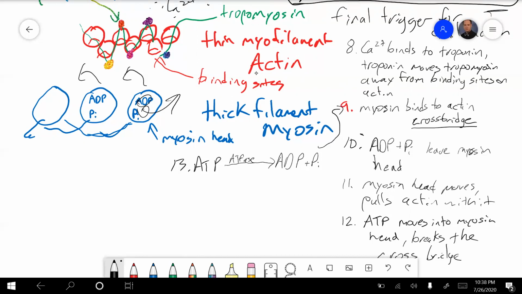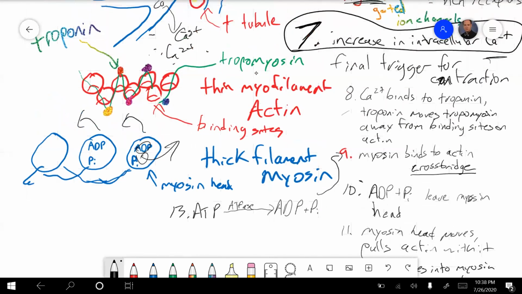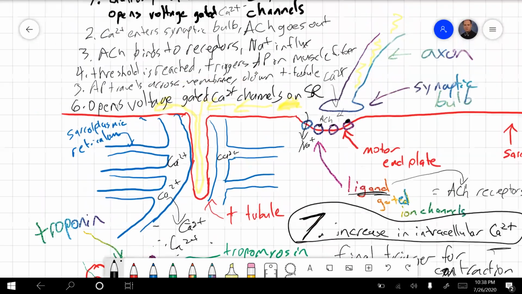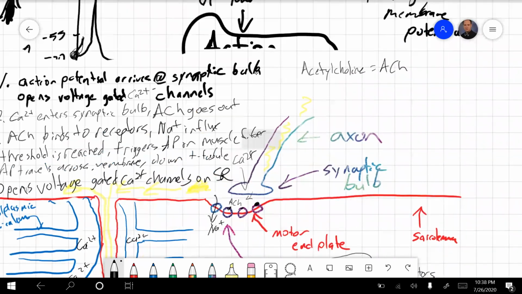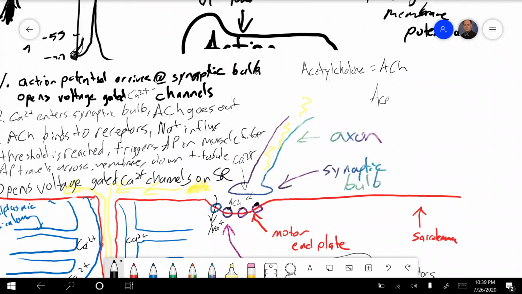Now, how do we relax the muscle then? Well, if we want to relax the muscle, we have to stop this. First thing, calcium can't be bound to troponin, because as long as calcium is bound to troponin, this cycle continues. So how do we stop that? Well, we go back here. And we have to get acetylcholine out of the synapse. How do we do that? Well, as luck would have it, we have an enzyme, acetylcholinesterase. Acetylcholinesterase breaks down acetylcholine. So then that acetylcholine is removed from the synapse.